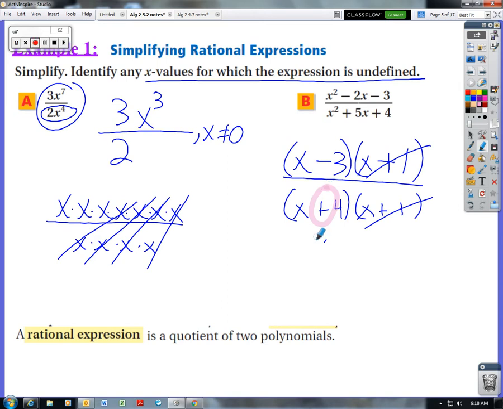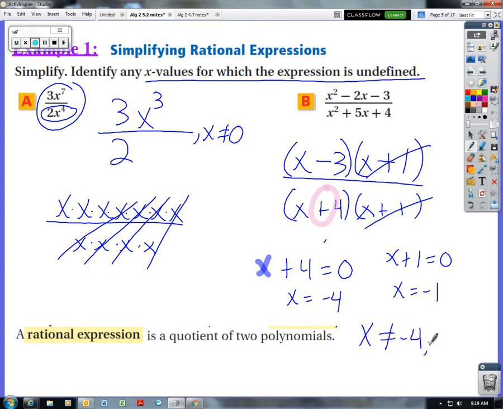Well, if you're not sure, what you can do is make x plus 4 equal to 0 and solve. And that's going to be x equals negative 4. If you plugged in negative 4 here, negative 4 plus 4 is 0. Same thing over here, x plus 1 equals 0, x would equal negative 1. So you would say x cannot equal negative 4 and negative 1. That's where this original expression is undefined.